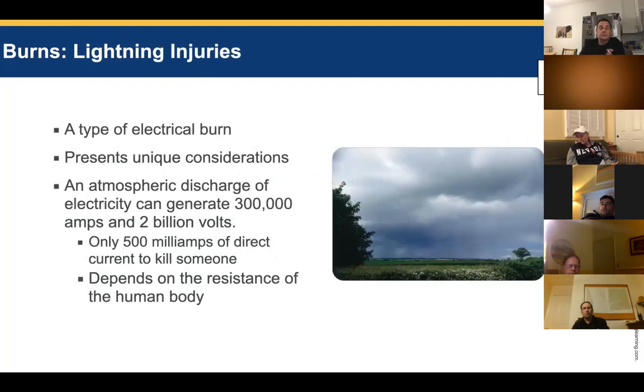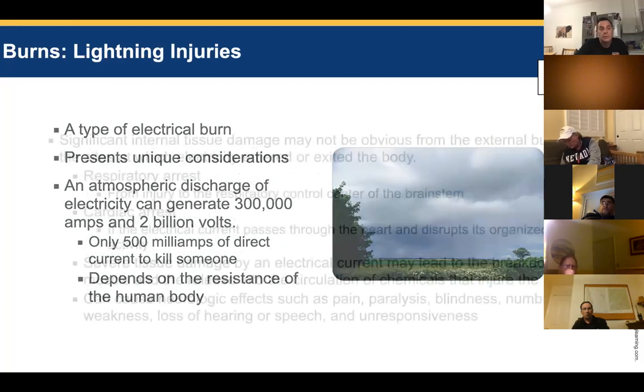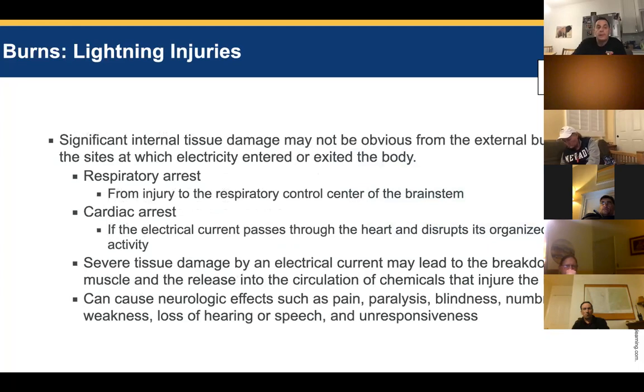Lightning. We could have a storm roll in late season where it's electric, having the lightning and things like that. And lightning injuries can do severe damage. So lots of power in it. Respiratory arrest, cardiac arrest can result from lightning injuries.